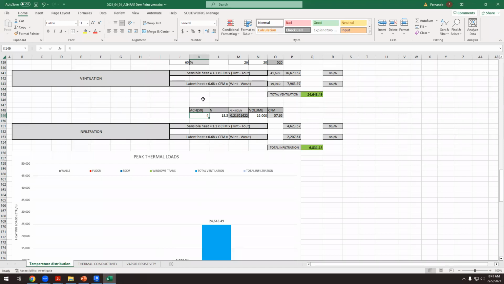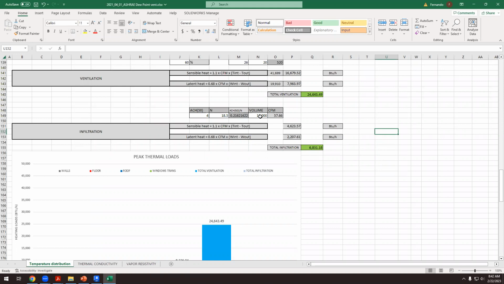So this is the air changes per hour. This is the N value, 18.5. And this is ACH at 50 divided by N. But now we have to turn this value, air changes per hour, into CFM, which is cubic feet per minute.